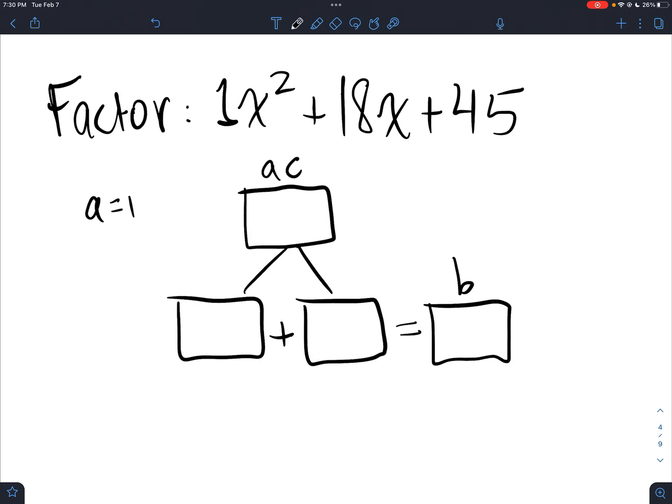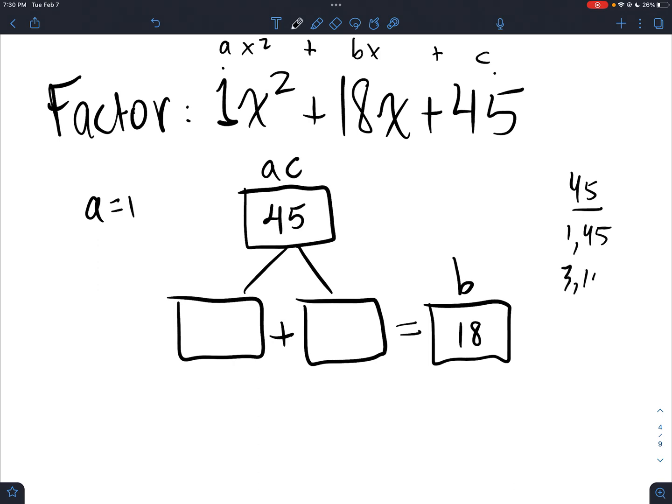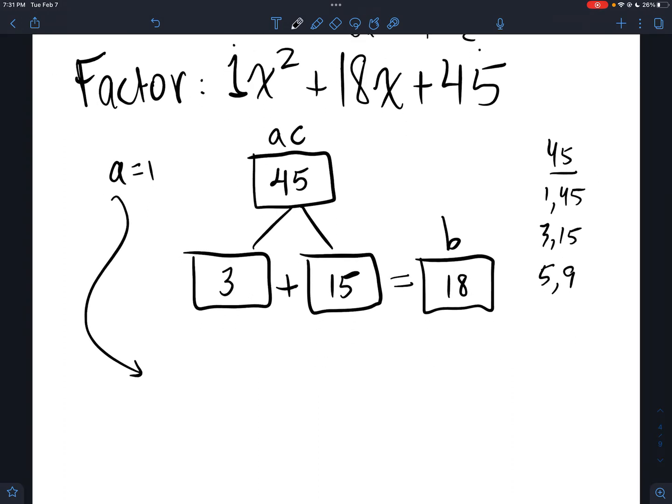No matter if a is 1 or not, in this case a is 1, remember a is the number right here, you can benefit from filling in this diagram. So 1 times, remember this is ax squared plus bx plus c. So ac is a times c, which is 1 times 45. And the 18 goes here. And you have to brainstorm with the factors of 45, which are 1 and 45, 2 fails, 3 works, 4 fails, 5 works. You have to figure out which of those factor pairs adds to 18. And that's 3 and 5. I'm sorry, 3 and 15.